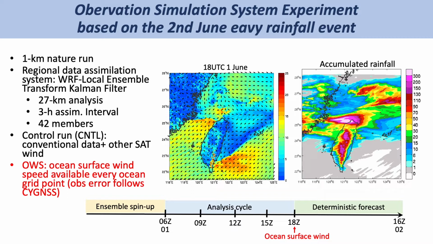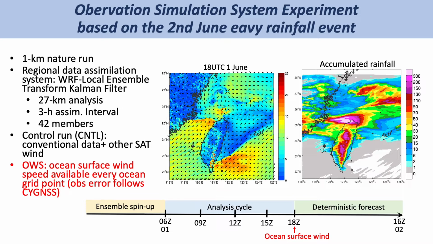But before I get into our investigation of the real case, I would like to discuss the impact and challenges of assimilating the ocean surface wind speed using the observing system simulation experiment, or OSSE. For the OSSE, we generate the 1 kilometer nature run. As you can see, the right-hand side is the total accumulated rainfall from the nature run. With the nature run, we can well reproduce the features of this heavy rainfall event.